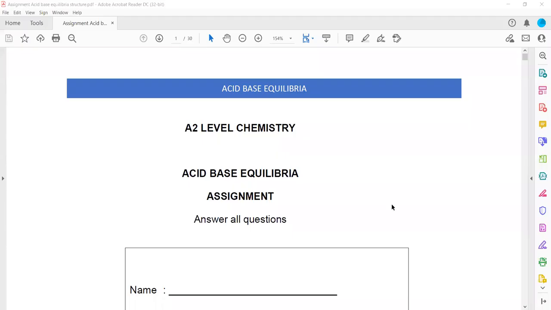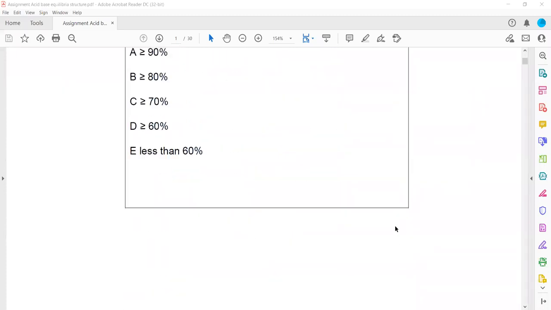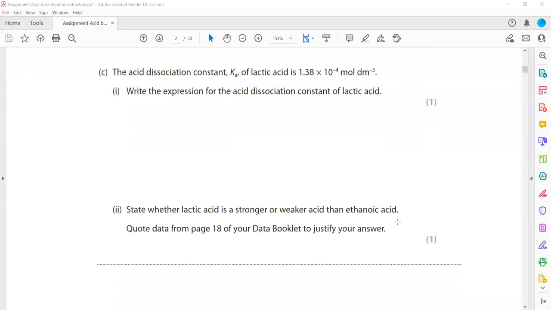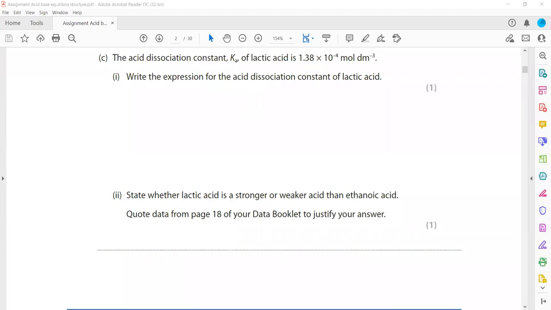So in this session, we will discuss the structure question related to the topic acid-base equilibrium. In part C, the first reason why I skipped the first part is that it is related to organic chemistry. That's the next topic. The acid dissociation constant Ka for lactic acid is 1.3 × 10^-4 mol per dm³.